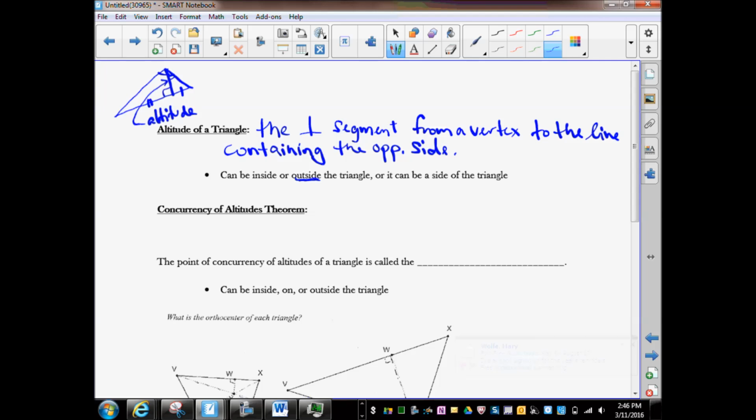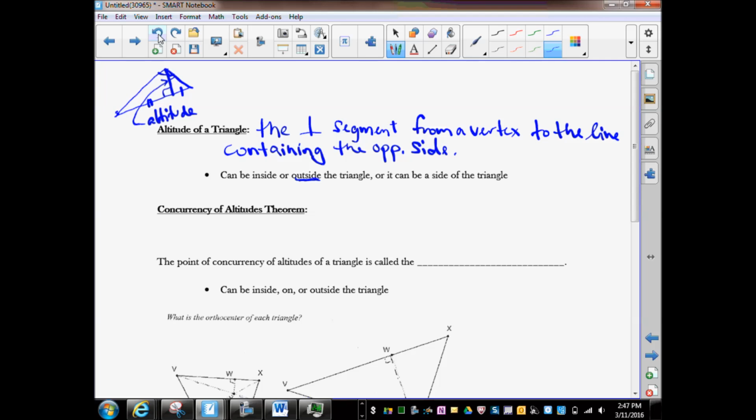Where would the altitude go for the left widest angle? This one? I think it would be outside, right? So whatever makes it perpendicular. So let's draw another example to display that, but hopefully this example makes it a little bit easier to see.